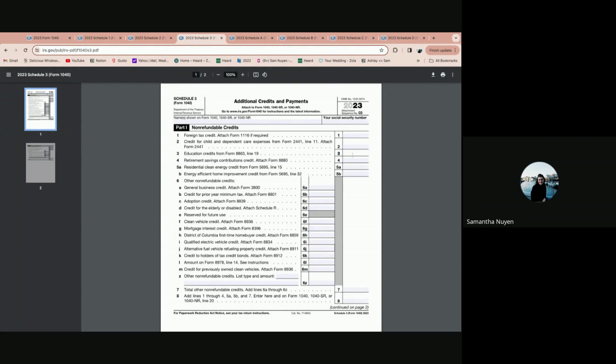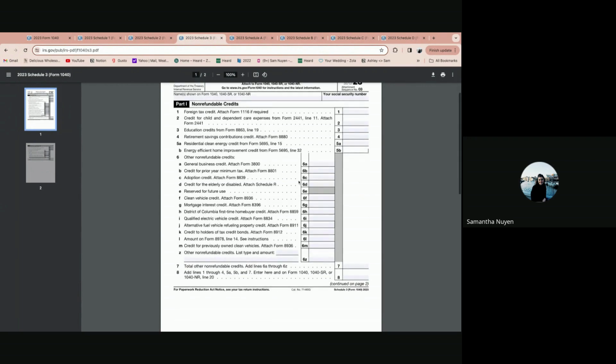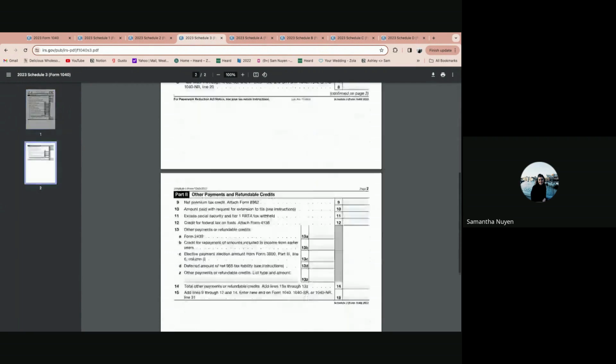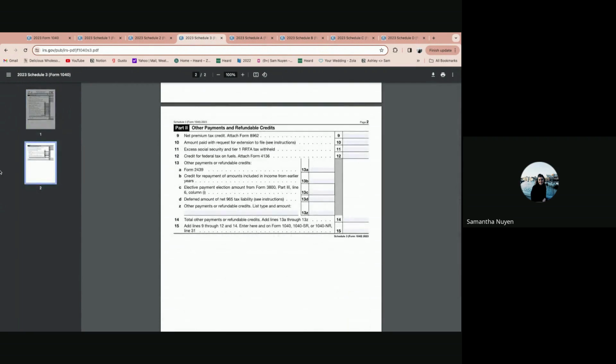Line 3. Since most of our customers are lifelong students, other common credits are residential energy credits. Line 5. As well as clean energy credits, if you made green renovations to your house, or the alternative motor vehicle credit, if you bought an electric car, stuff like that. Part 2 includes other payments and refundable credits. So if you paid an extension payment, this would be on line 10.